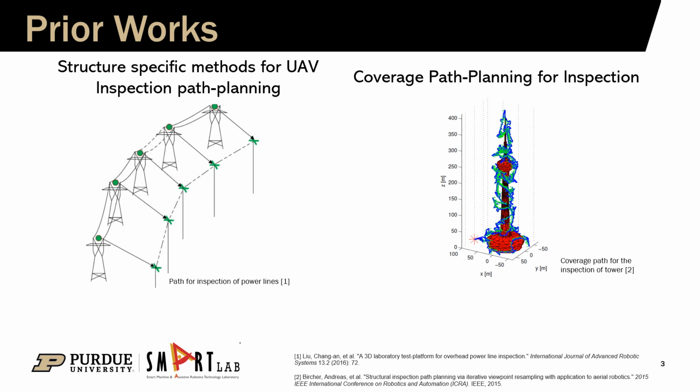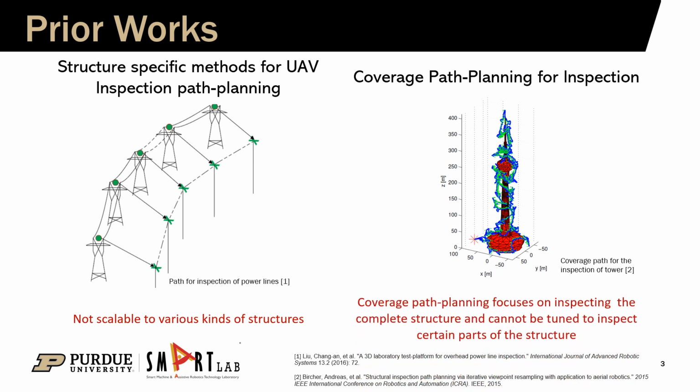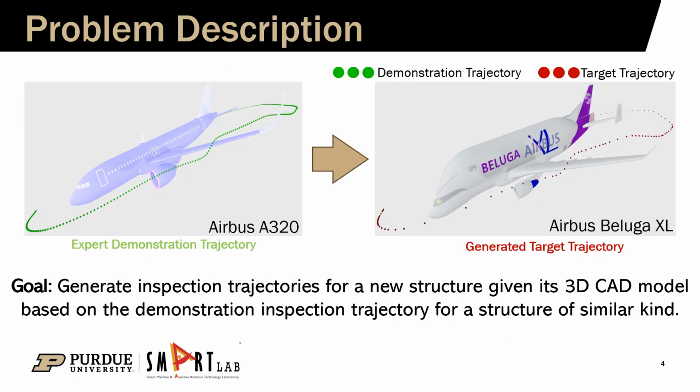Numerous methods capable of generating paths to inspect a specific kind of structure have been proposed, but these methods cannot be scaled for various kinds of structures. On the other end, coverage-based methods which generate paths to inspect the complete structure have been proposed, but these methods cannot be tuned to inspect a specific part of the structure based on the requirement.